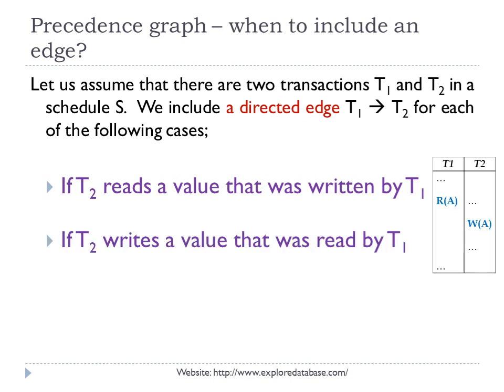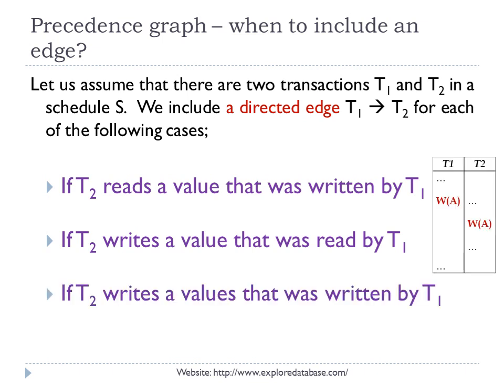As a second case, if T2 writes a value that was read by T1, again, we see a read A in transaction T1 and write A in transaction T2, conflicting instructions. Now we include an edge between T1 and T2 because the instruction of T1 happens first, then T2 happens.